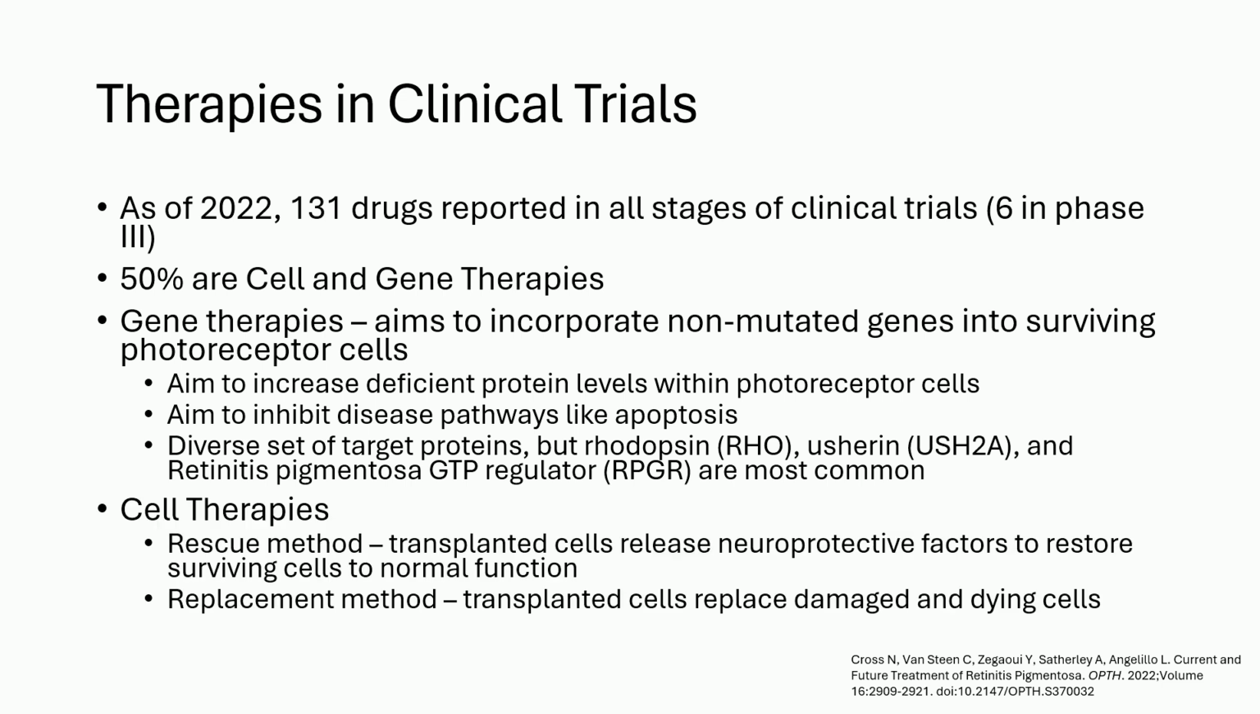As for cell therapies, there are also 2 methods by which this therapy could work. You transplant cells that release neuroprotective factors to basically help promote the survival of the surviving photoreceptor cells, or these transplanted cells actually replace the damaged and dying cells. Now, with the first method, you can surmise that as the disease progresses, there are less and less photoreceptor cells available, and so any cell therapy that's trying to protect them is probably not going to be as effective in late stages. Whereas with the replacement method, there's a little more optimism that it could be used in late stages.